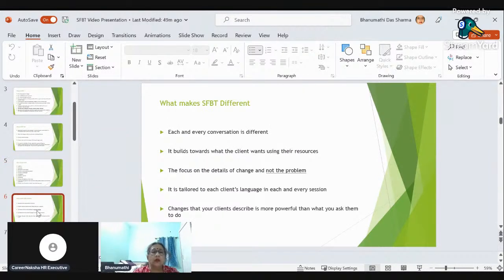Okay, next, what makes SFBT different? In SFBT, each and every conversation is different. Basically, it's a language based therapy. So every conversation is different and unique. It builds towards what the client wants using their own skills and their own resources. We don't provide any tool for them. We don't give them resources like a thought record sheet. It is their resources they use. The focus is on the details of change and not the problem. It is tailored to each client's language in every session, because what the client says, that is what the therapist works upon. Changes that the clients describe are more powerful than what you ask them to do.